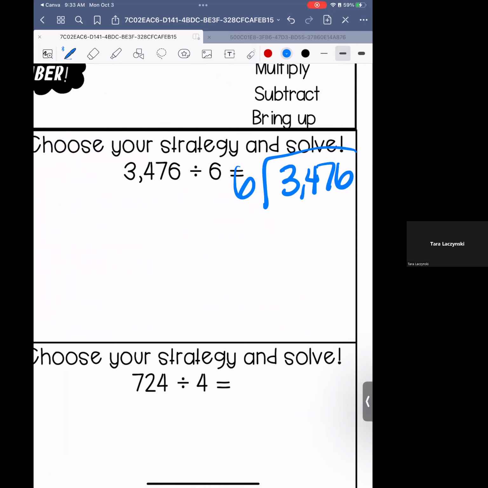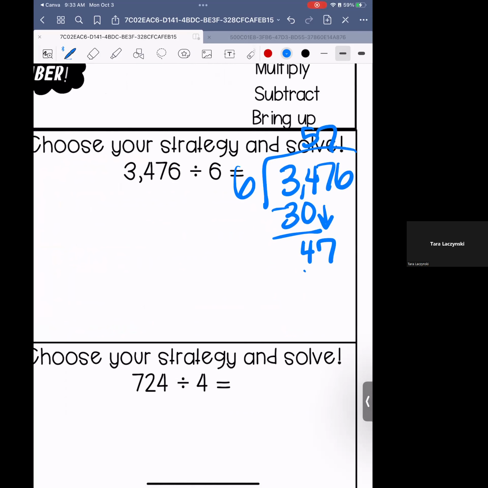All right, 3,476 divided by 6. 6 does not divide into 3, but it does divide into 34 5 times. 5 times 6 is 30. 34 take away 30 is 4. Bring down my 7. 6 goes into 47.